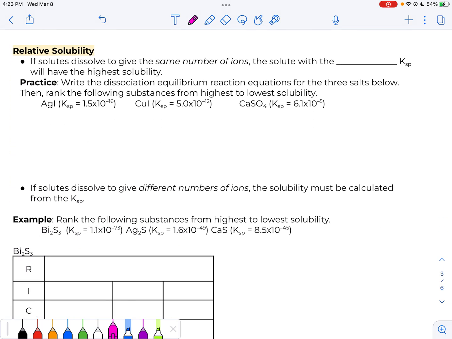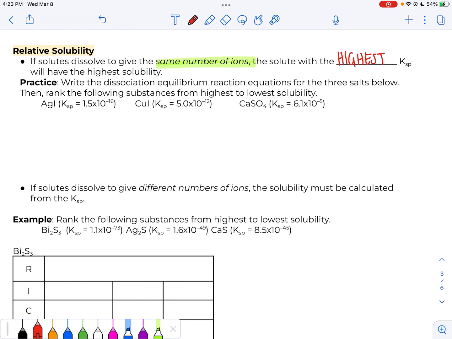All right, next section, relative solubility. So what this means is how can we compare the solubility of different substances? So if a solute or different solutes dissolve to give the same number of ions, we can take a look at their Ksp values and say that the one that has the highest Ksp will also have the highest solubility.